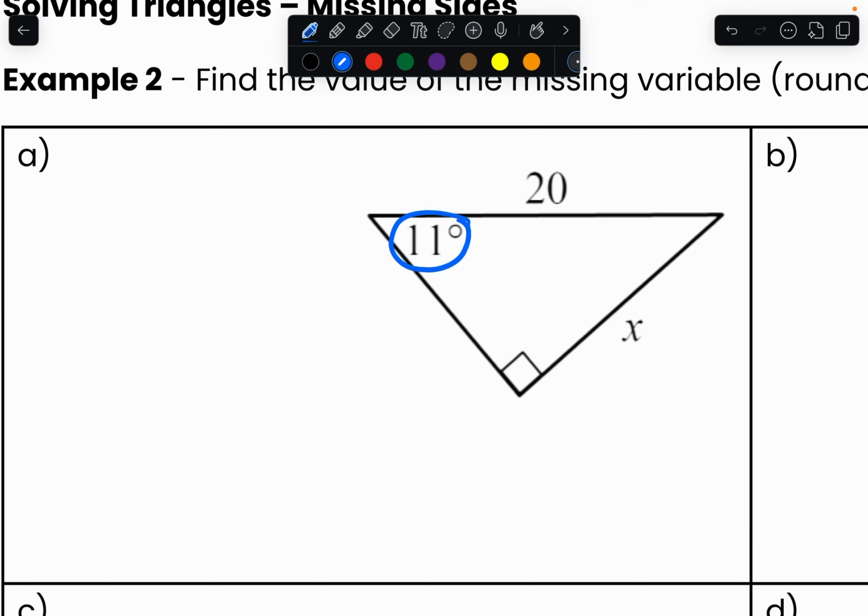My next step will be to find what type of sides I have. Look at 20. If 11 is my reference angle, what type of side is 20? Well, 20 is the side that's opposite my right angle, so 20 will be my hypotenuse, or H. What type of side will X be? X is the side that's right across from my reference angle, so this is the O, or the opposite.